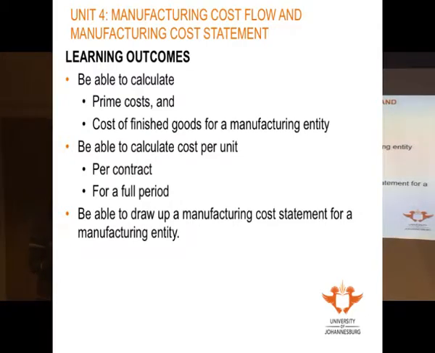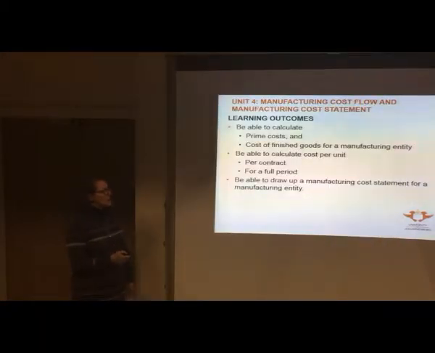costs and period costs, so that you get used to using those. And we're going to be calculating the cost of finished goods for a manufacturing entity using a manufacturing cost statement. And we're going to be also looking at the cost per unit for a contract or for a period. And we're also going to be calculating the cost of sales. The last little entry is asking for a cost of sales.